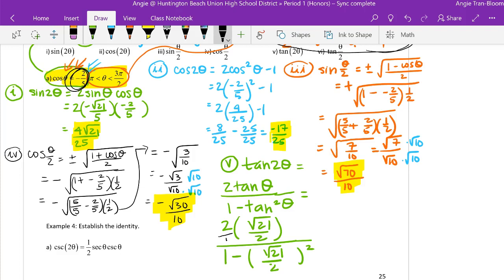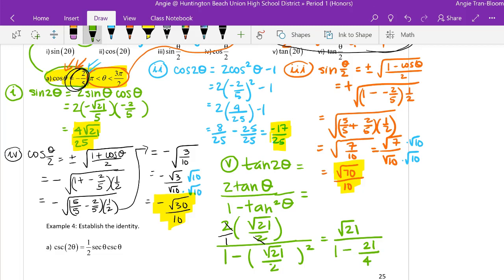I can totally make the 2 into a fraction, so these 2 will cancel. Okay, so on the top, I now will have square root of 21 divided by, on the bottom, I will distribute the square power. So here we go. When I distribute the square power, I would now have 1 minus root 21 squared is 21. 2 squared on the bottom is now 4.